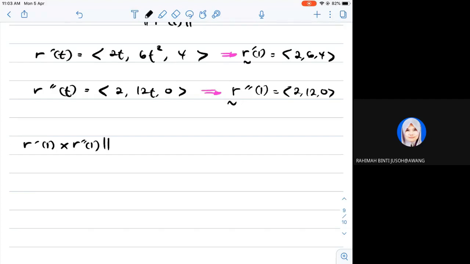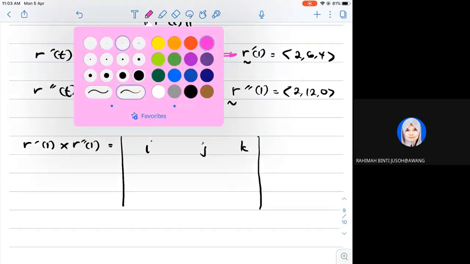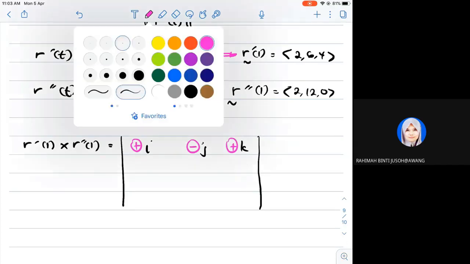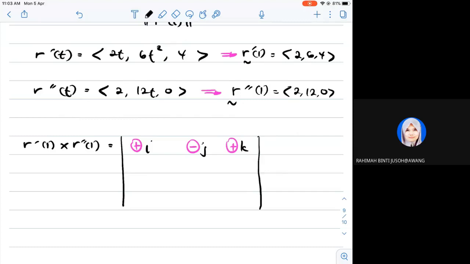Tak payah buat magnitude lagi, sorry. Cari cross product dulu. Laju sangat saya. Okay, so now I, J, K. Dia lebih mudah sebab dia melibatkan nombor. Kalau tak, dia melibatkan function, polynomial tu. Jadi complicated. So better ganti siap-siap. Okay, so now the first row should be 2, 6, 4. The second row should be 2, 12, 0. Macam tu.